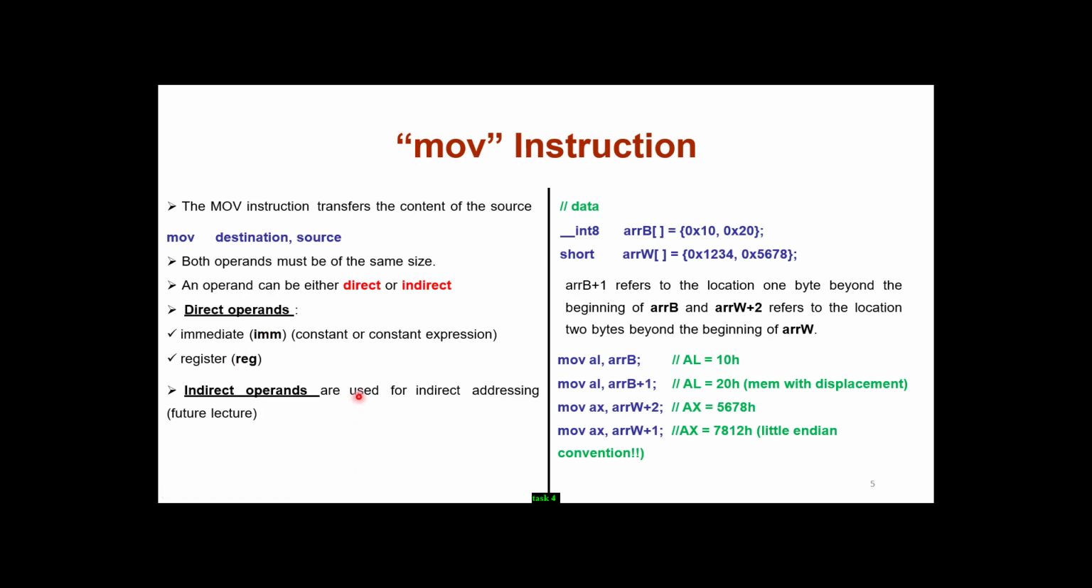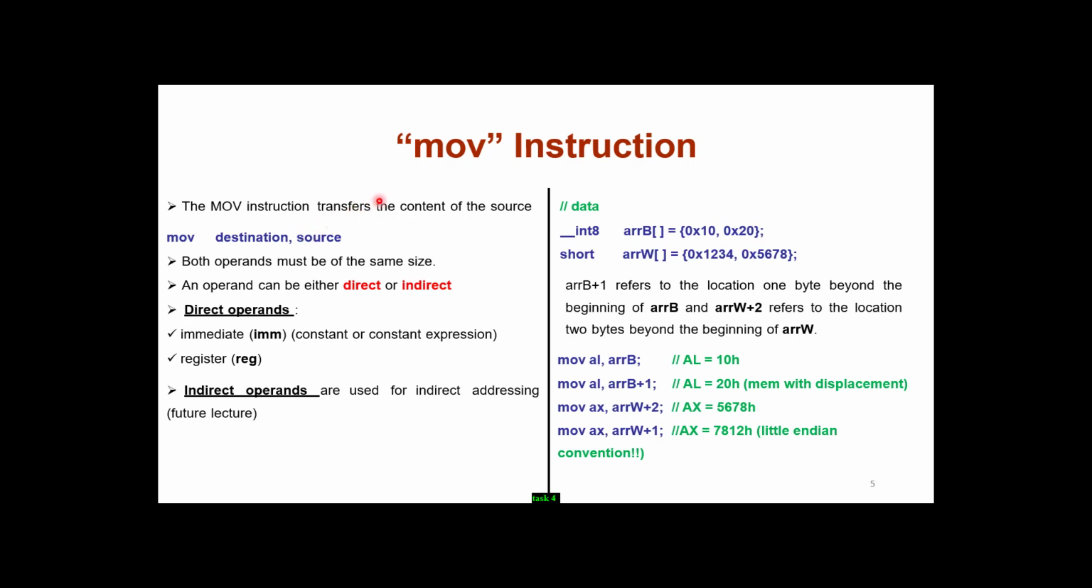So first of all, here's the move instruction. This is our source and the destination. The move instruction copies the source information and puts it into the destination. Copies means the source contents are not changed.